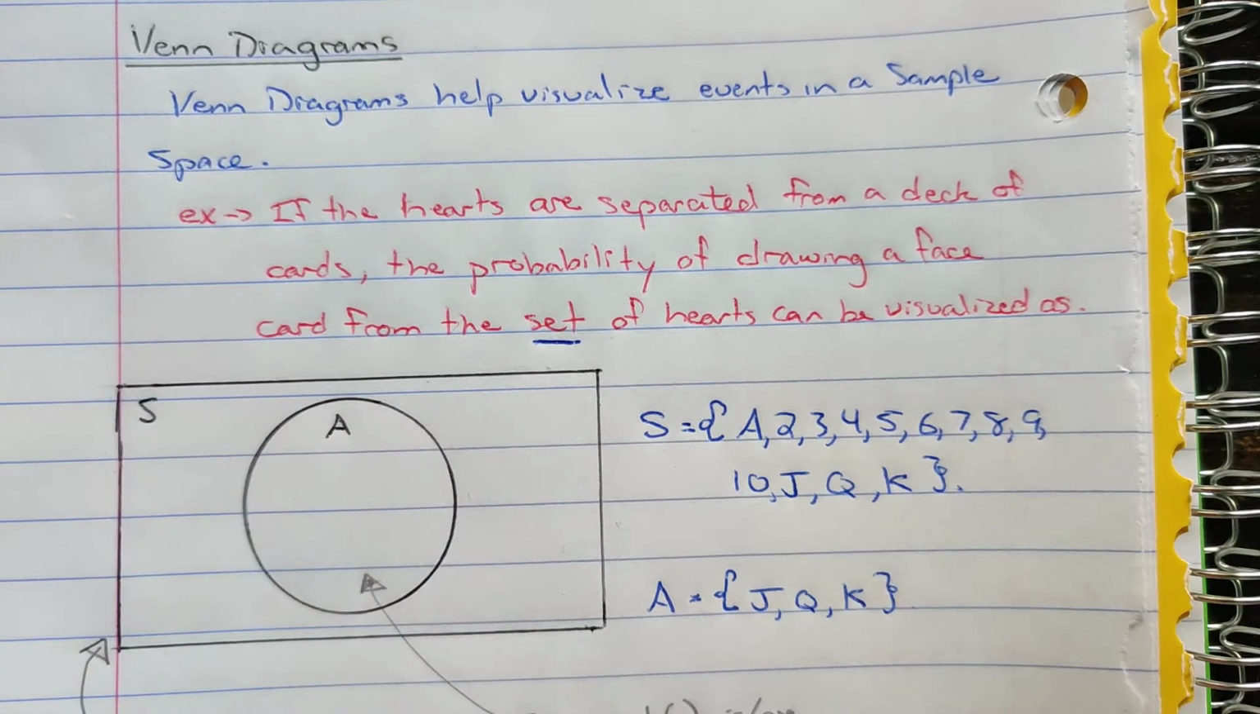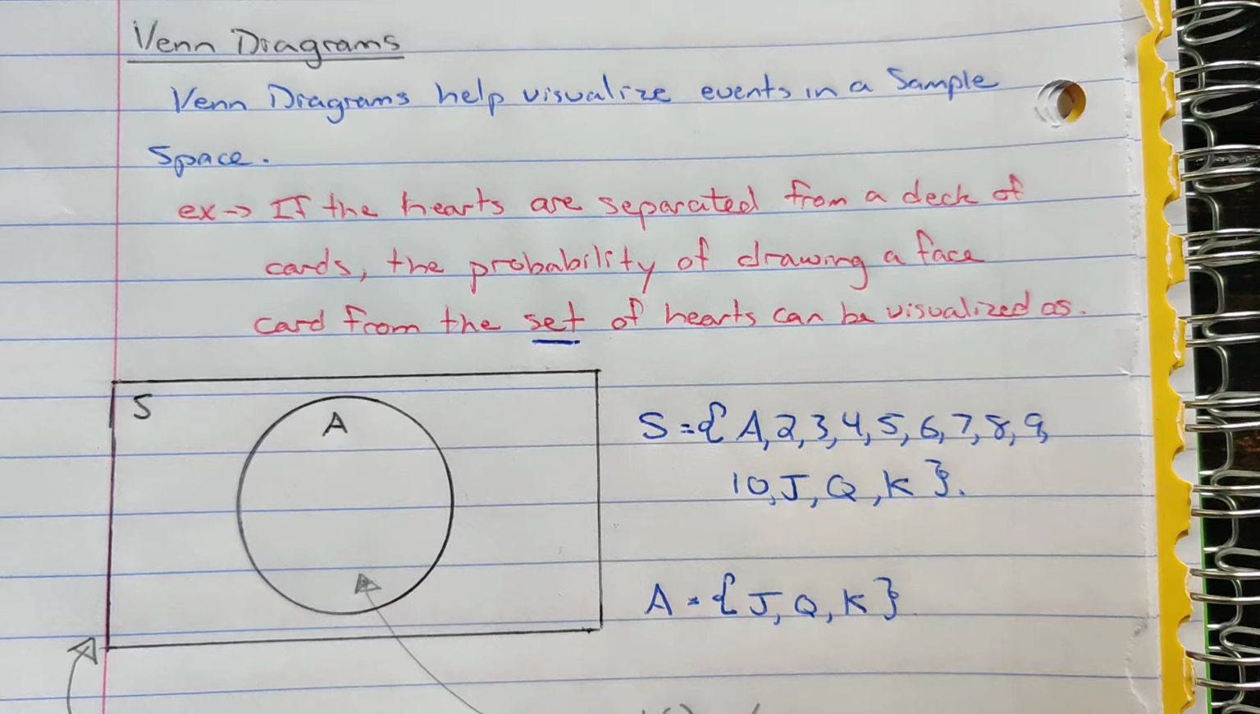And inside the circle, each circle would house an individual event that we want to occur. So in our example here, we have the hearts separated from a deck of cards, and the probability of drawing a face card from the set can be visualized as what follows here.